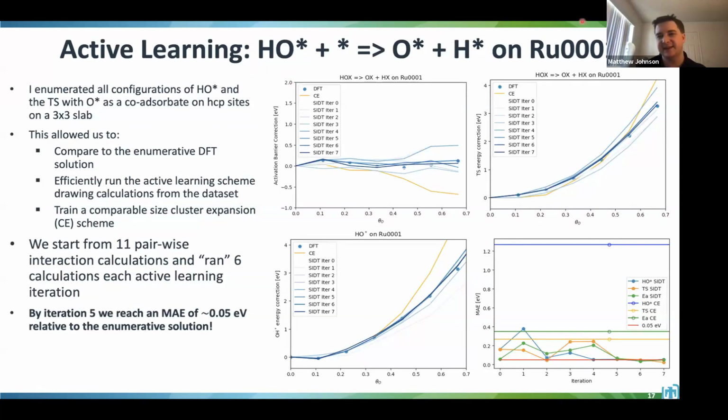This works pretty well. We demonstrated this on OH dissociation on ruthenium, where we enumerated the reactant and the transition state with O as a co-adsorbate on all the HCP sites. And we enumerated the DFT solution here, and we have the SIDT iterations here. As you can see, the later iterations, the darker ones, rapidly converge to the DFT data. And by iteration 5, we reached an MAE of about 0.05 eV relative to the enumerative, which effectively adds coverage dependence at only about 3 times the cost of the isolated run.